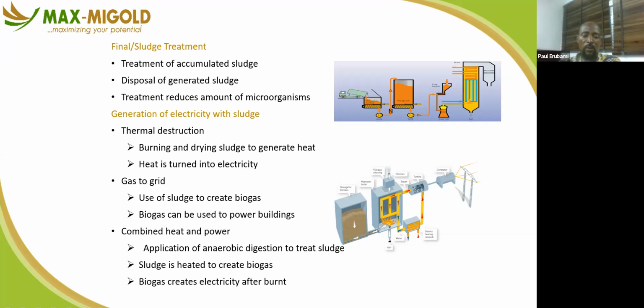Combine it and power application of aerobic digestion to this treated sludge. Sludge is treated to create biogas. Biogas creates electricity after it's been burnt. These are all what you can use the sediment from your sewage treatment for.